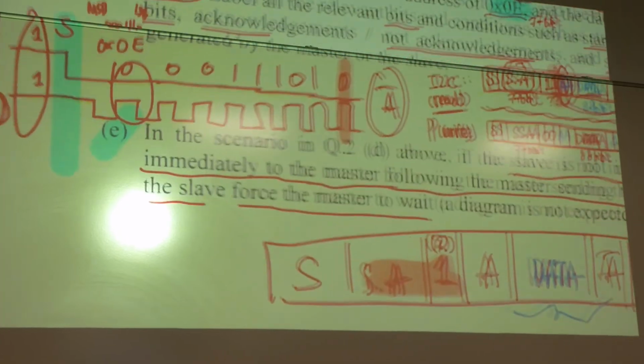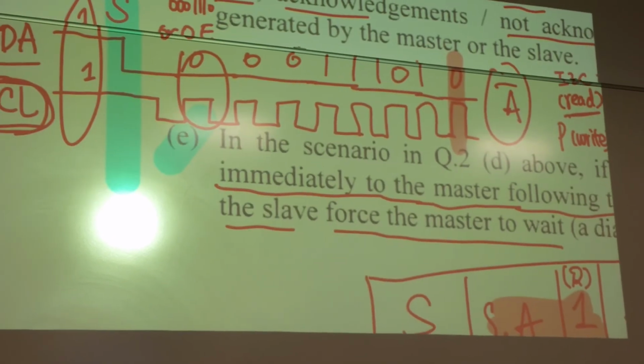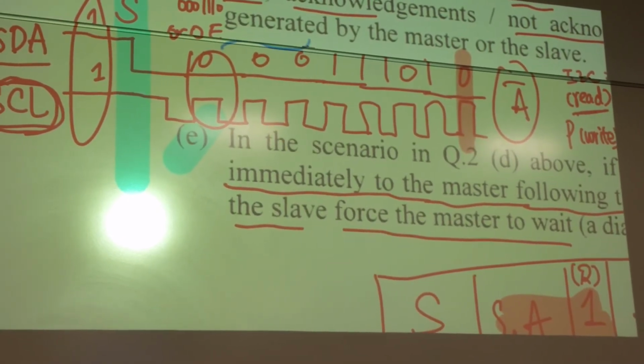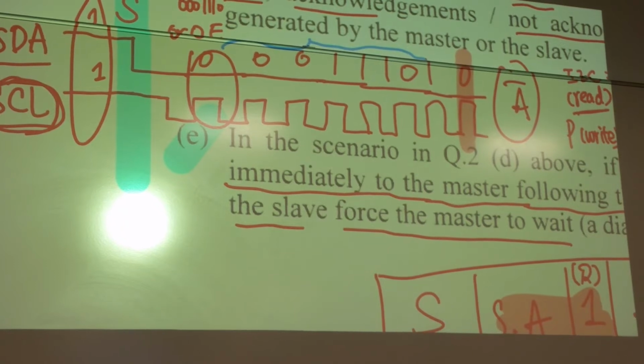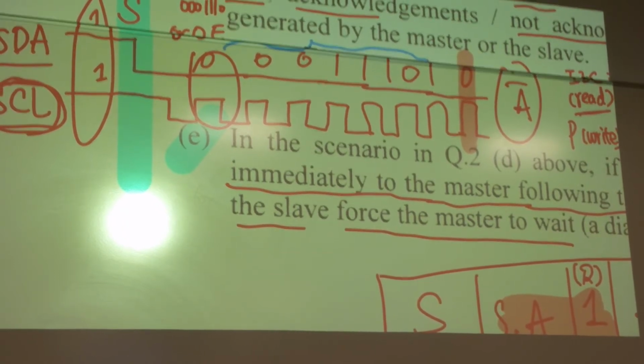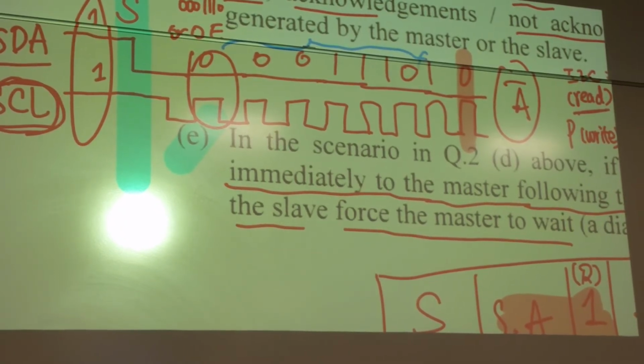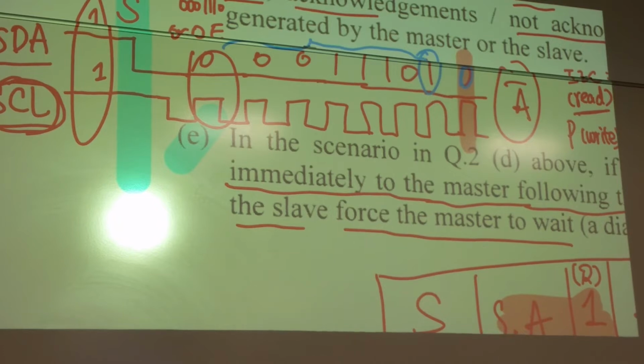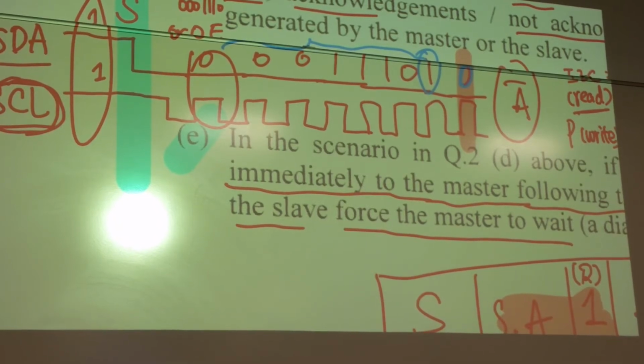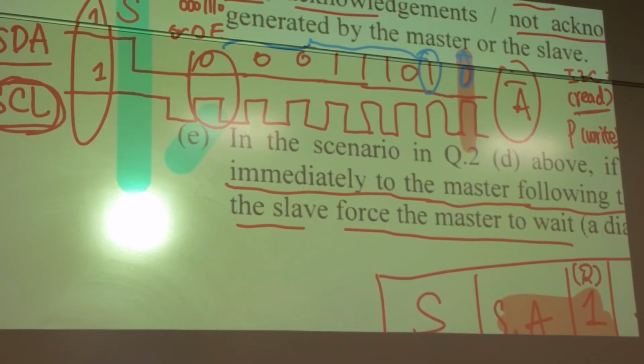So if you look at the drawing here, your master is sending the slave address followed by a 1. Then the positive acknowledge is sent by the slave. Only after this A, data is coming.